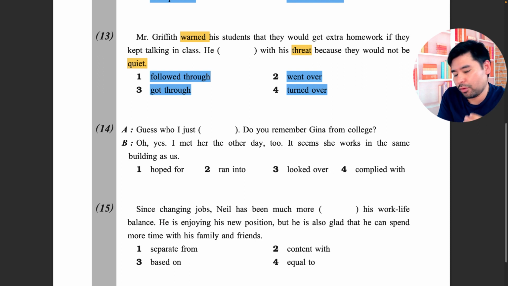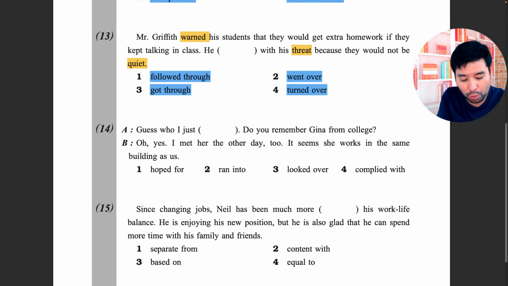When I follow through something, it basically means that I finish something that I have already started, like an idea or action that I had started doing. So this is the definition of this one, which means that I complete some action that I have started. So which means I followed through.